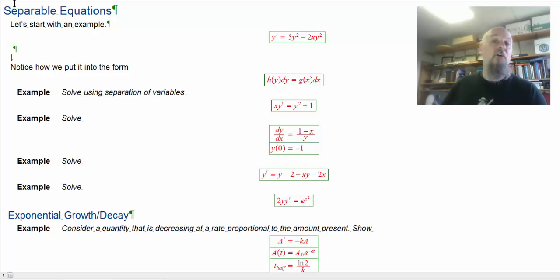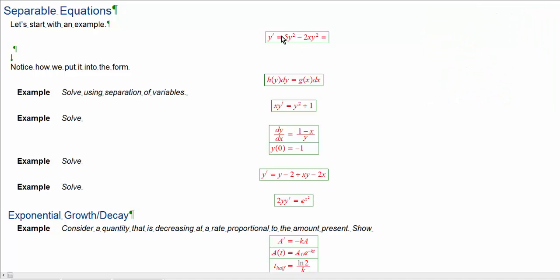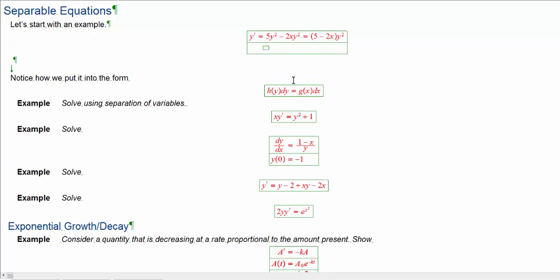So let's start with an example. I've got y prime is equal to 5y squared minus 2xy squared. Now the first thing I can see is that if I factor out that y squared, I can make it y prime equals a function of all x's times a function of all y's. That's going to let me put all the y's on the y side and the x's on the x side.